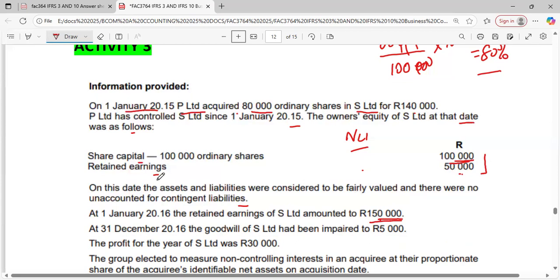So these are some of the things that you should look at when you are answering a question. The date of acquisition and the date of consolidation. Was there any profit that was made after acquisition? Then that profit is going to be shared between the subsidiary and the parent. But then they say on 31 December 2016, the goodwill of S Limited had been impaired to 5,000. The profit for the year of S Limited was 30,000.